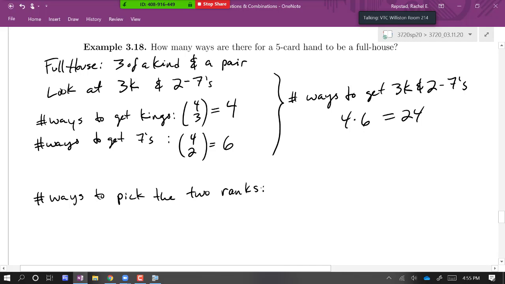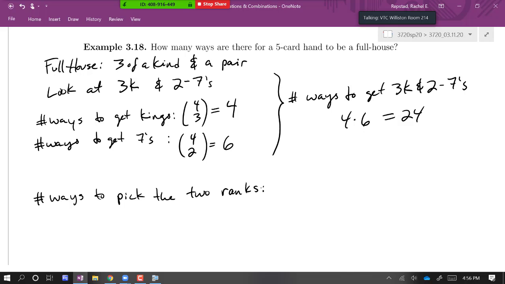Now, there's a little bit of a subtlety here. How many ranks are there? There are 13, right? From ace up through king. And I want to pick 2 of them. Now, it might seem at first that we just say, oh, 13 choose 2. But that would be us saying that the order doesn't matter. And I would like to consider the possibility that getting 3 kings and 2 sevens is different than getting 3 sevens and 2 kings, right? So the order in which we pick the ranks in this case matters.